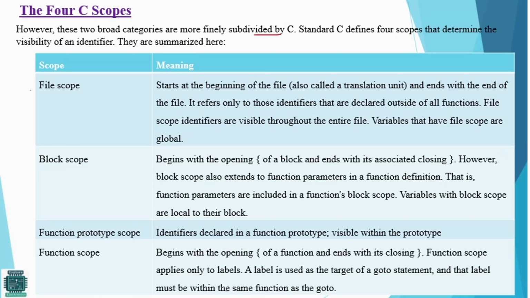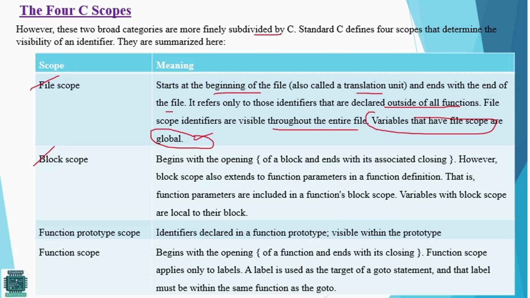The first scope is file scope. It starts at the beginning of the file, also called a translation unit, and ends with the file. It refers only to those identifiers declared outside of all functions. Now, file scope identifiers are visible throughout the entire file, and variables that have file scope are global, right? The file is only the larger one. Here, variables that have file scope act like global ones. Okay, and the second scope is block scope.